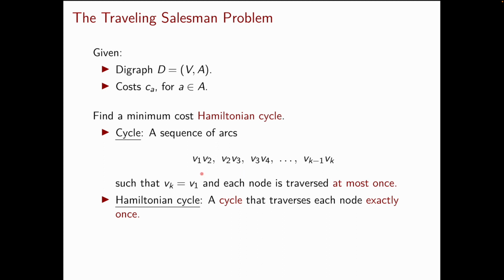In this sequence of arcs, we must have that vk is equal to v1, and that every node is traversed at most once. Now the Hamiltonian cycle is a very special type of cycle, where each node is not just traversed at most once, but exactly once. Note that, in general, a D-graph might not contain any cycle or any Hamiltonian cycle.